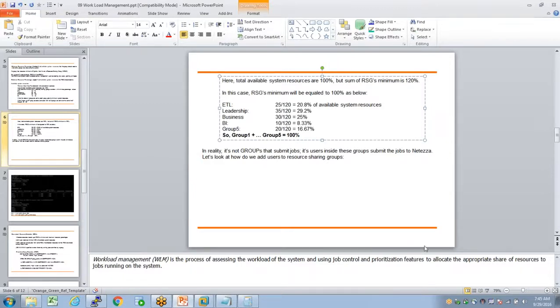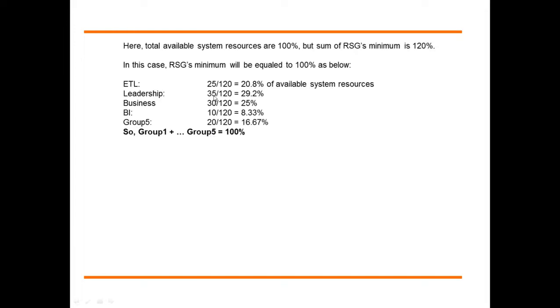You see what I'm saying? So even though ETL is requesting 25 minimum resources, the request at that point in time is for 120. It's more than what I have. So I can only give you 20.8% of available resources, because I have to satisfy all 5 groups. It's not that I'll only satisfy these 4. Any questions till this point?